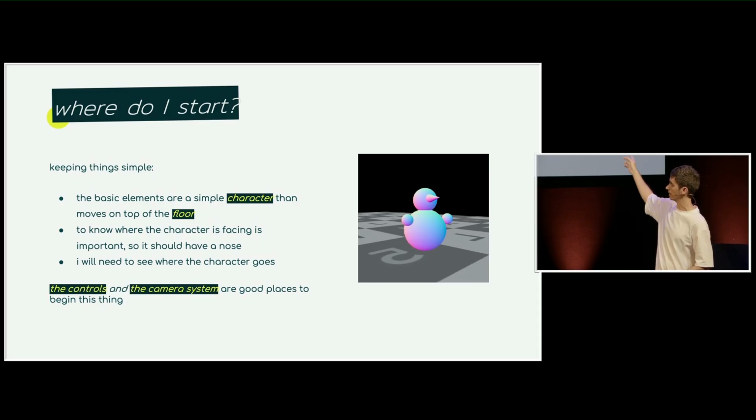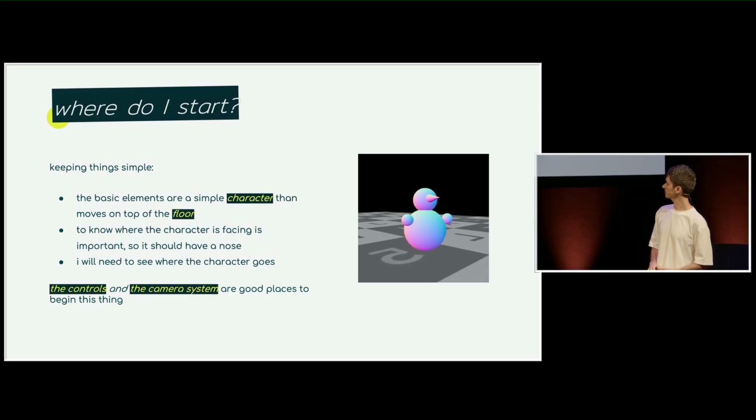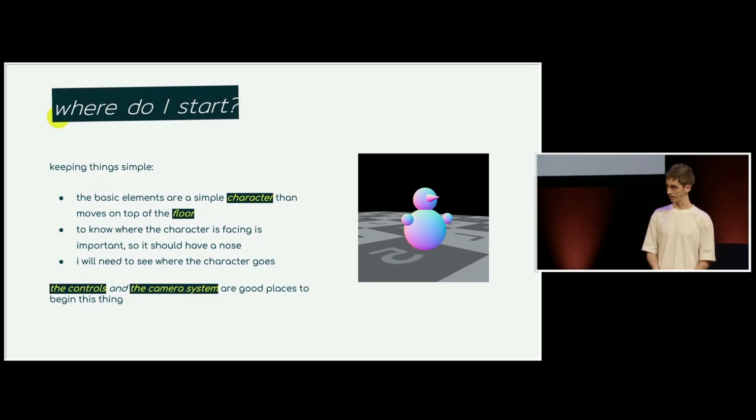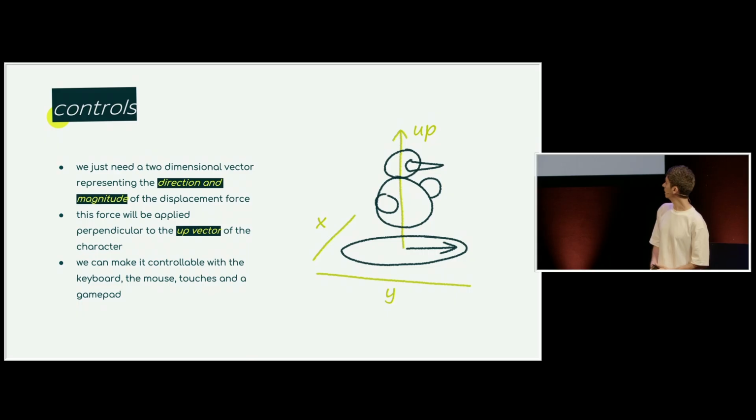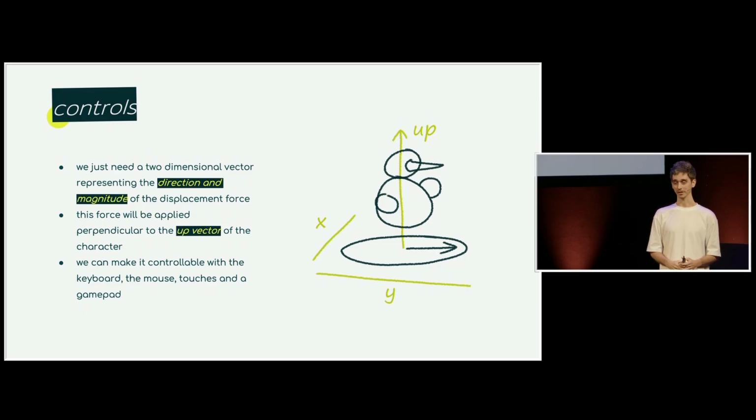So what do I need? I need a character, a floor, and I need that character to have a nose or to know where it's going, because you have to code all the systems. So I made this thing. Start with the controls and the camera system. For the controls, this is where the talk shows that it was a developer talk. Sorry, apologies for that.